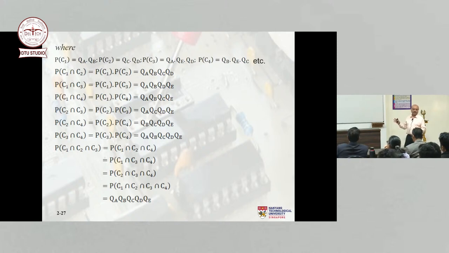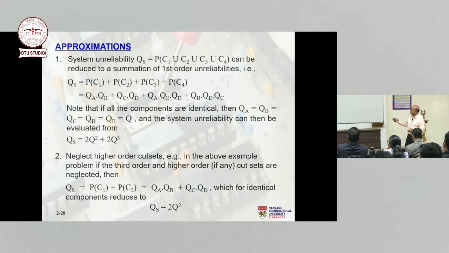But if you're not, then you know I'm just going to tell you how to deal with these problems more easily. That's what engineers do. That's what we always do. We make what? Assumptions. We make approximations. So we are going to make approximation here as well. We are going to make 2 approximations. Number 1, we are going to say that the system unreliability, which is given by this expression, can be reduced to a summation of first order unreliabilities.